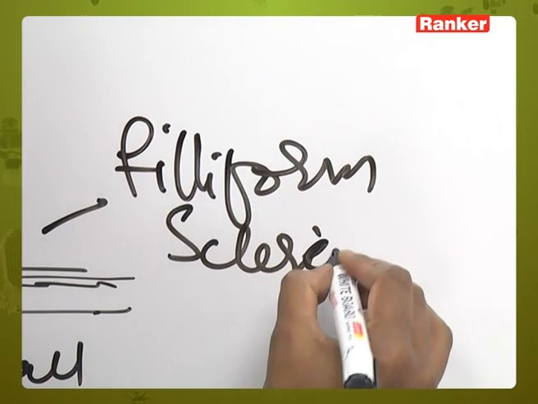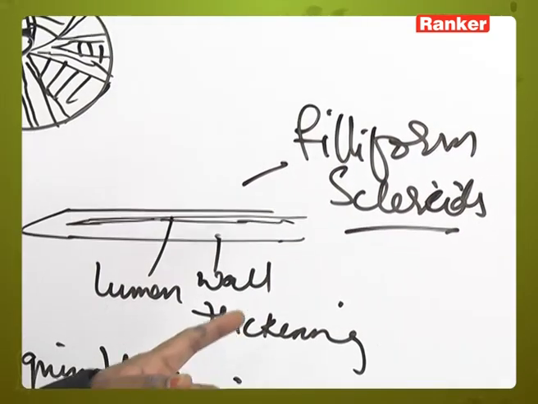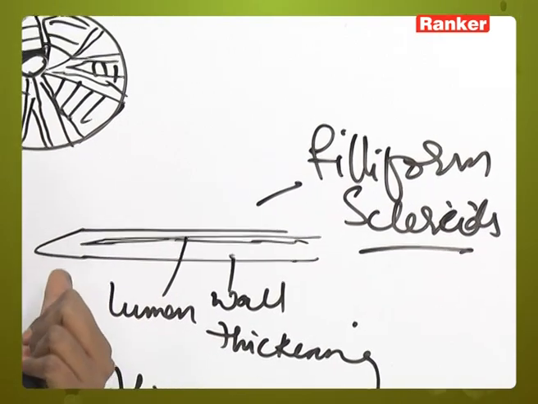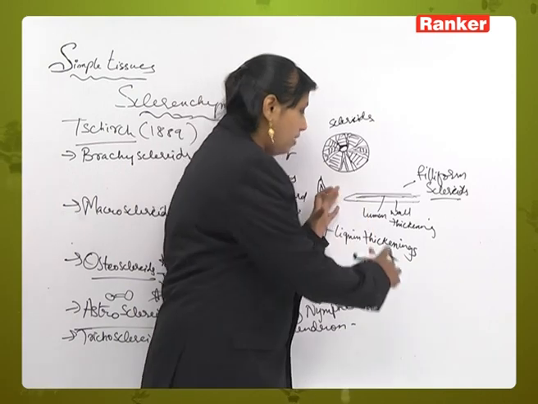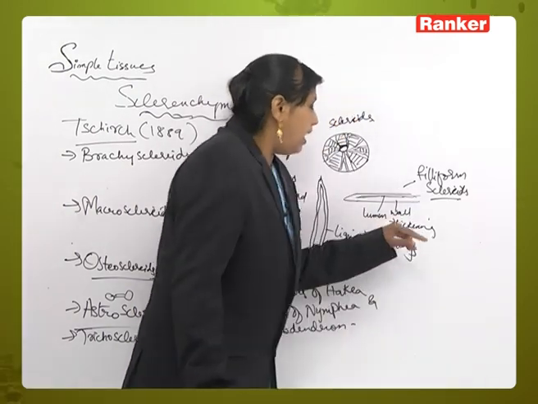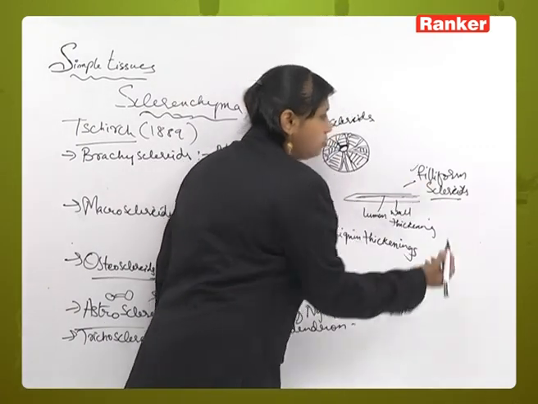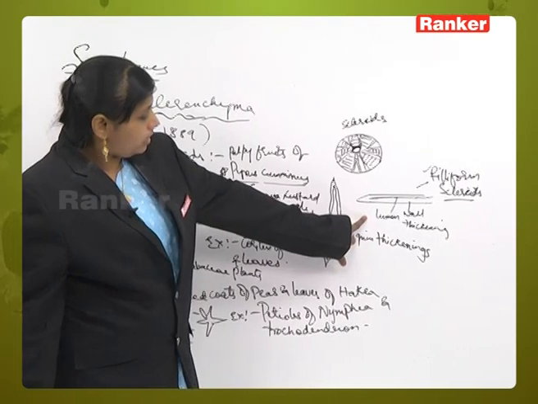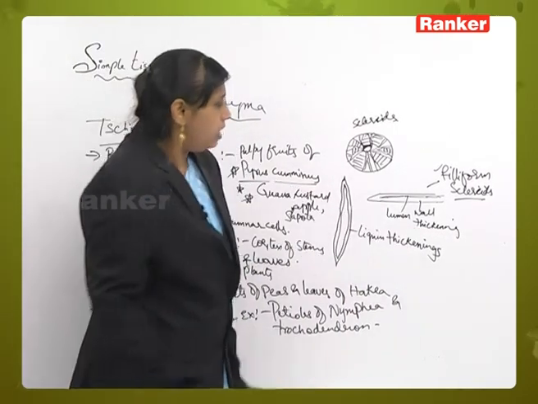sclerides. Now, what are filiform sclerides? Filiform sclerides are the type of sclerides which appear more or less like a fiber, and these have a lumen in the center and their wall thickenings are present. These wall thickenings are lignified. These cell walls are made up of lignin.